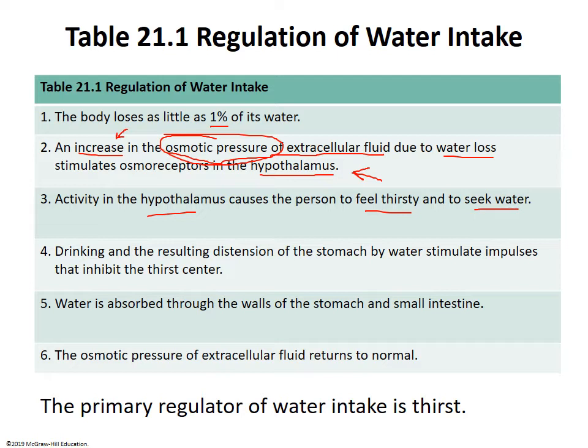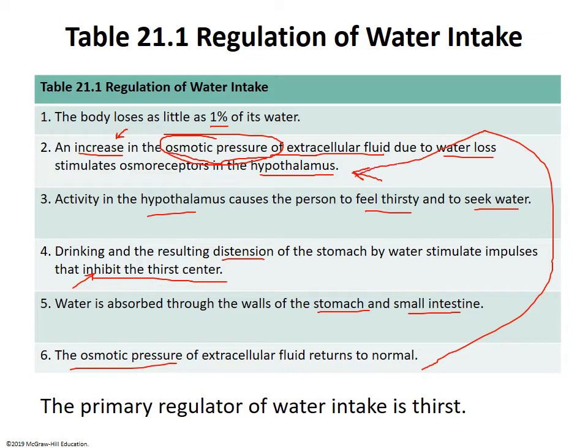As we drink, the muscles of the stomach are going to be stimulated, and it will tell the thirst center that we're good, and it'll cause it to slow down. The water is going to be absorbed through the stomach and the small intestines, and then as the osmotic pressure returns to normal, it will then go back and calm the hypothalamus. So it's a big cycle. And as it says here, the primary regulator of water intake is our thirst.